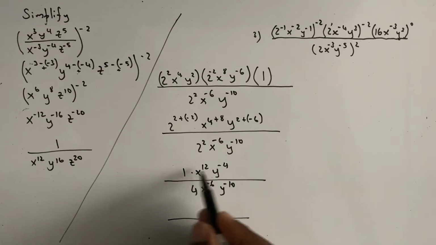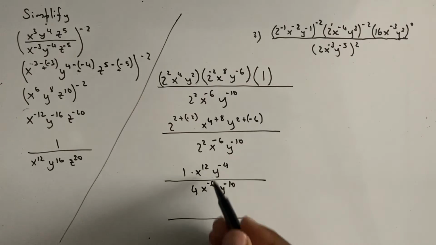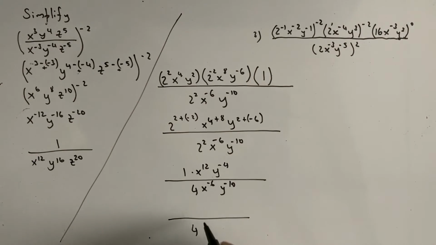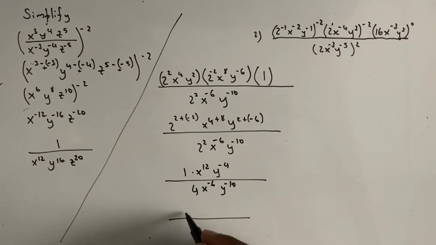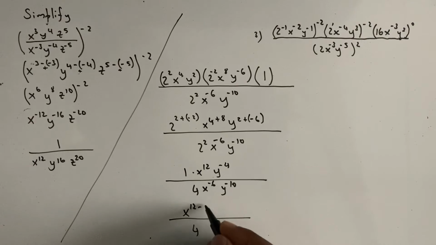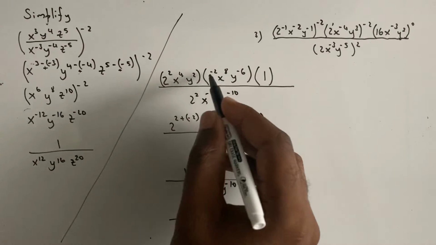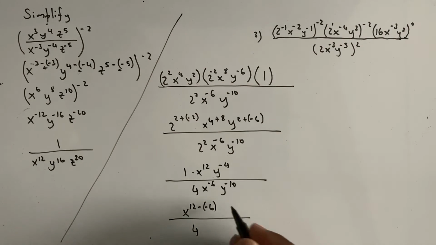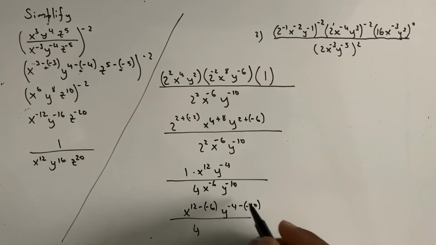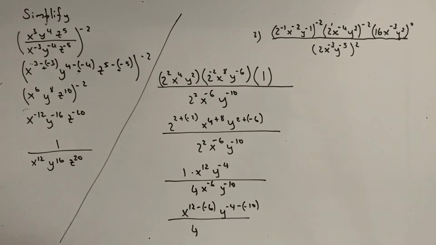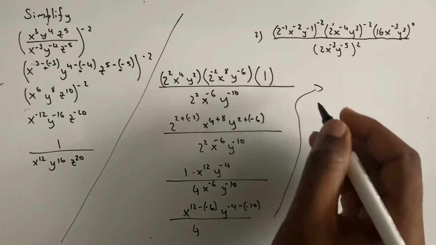We have now 1 times this, the same thing. So I'm just going to do whatever I have to do here. I'll put 4 here. And for exponents, 1 on top, 1 on the bottom, so I'm going to subtract. So it's x to the 12 minus the negative 6 right here, because it's a division. So you subtract. Just like in multiplication you add, for divisions you subtract. And y to the negative 4 minus negative 10.